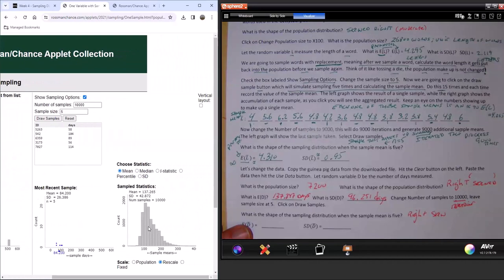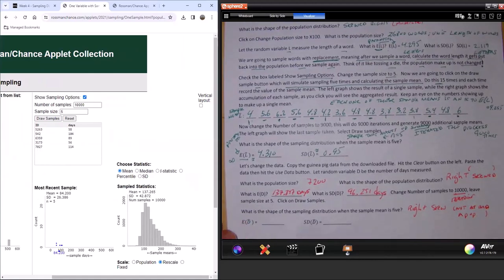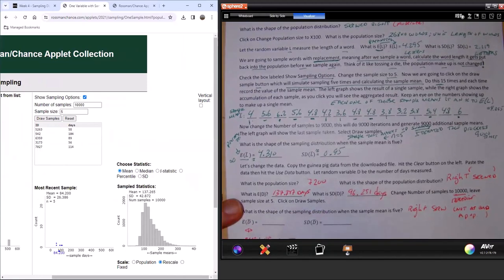But now notice things are a little tighter. Definitely right skewed, not as bad as before though. Not as bad as the population. So it's a little less compared to the population. What is the mean of, so this is, again, the mean of the sampling distribution.